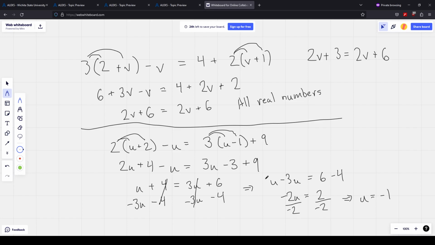If you look at the one that we just did here, u plus 4 equals 3u plus 6, we didn't really need to worry about it. Our coefficients were 1 and 3, so we didn't really have to worry about the all real numbers or no solutions options. You only have to watch for those two if after the simplification, you have the same coefficients on your variable terms on opposite sides.